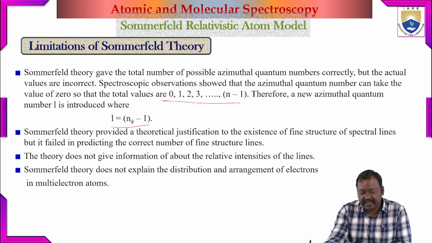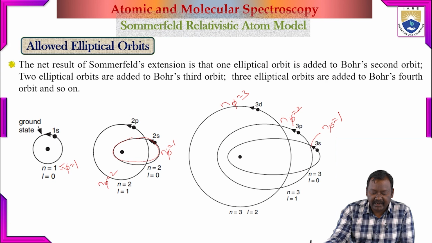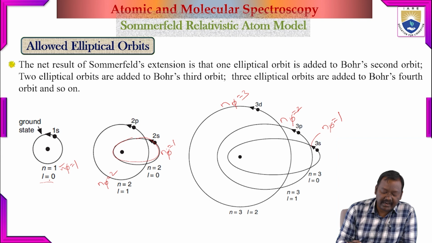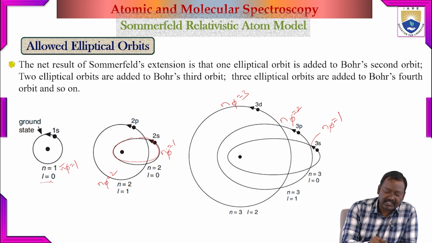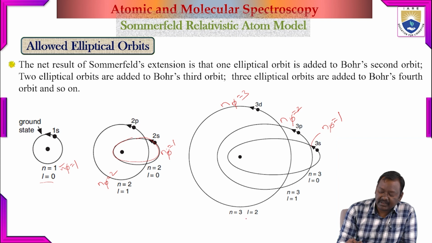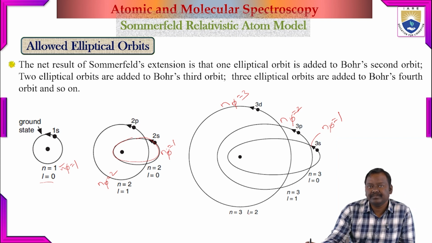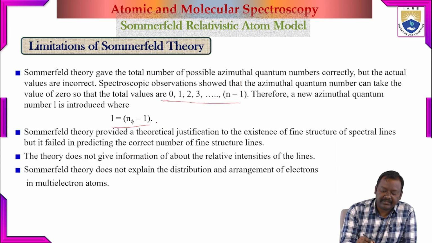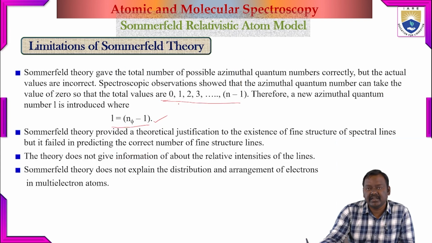So that we are seeing in the earlier slide, where we didn't describe the values of L, but here these L values: L equal to 0, L equal to 1, and L equal to 2. That is also required to describe the elliptical orbits. So the new azimuthal quantum number L is defined as n_phi minus 1.